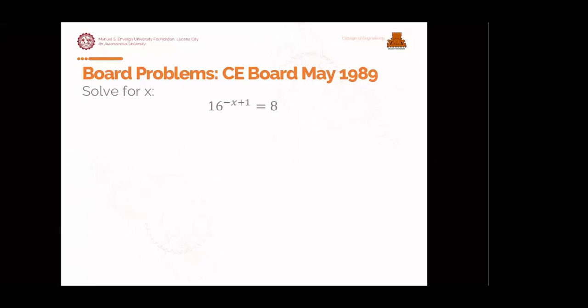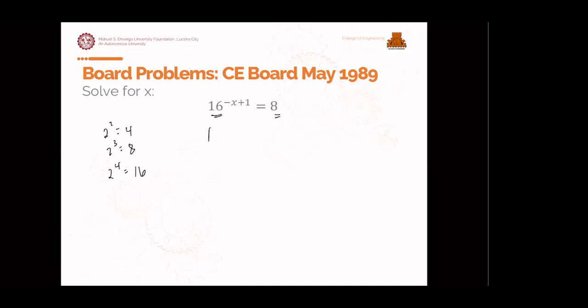Natin, di ba, 2 squared ay 4. Pag ginawa natin 2 cube, siya ay 8. Pag 2 raised to 4, siya ay 16. So, ibig sabihin, si 16, pwede natin i-represent as 2 raised to 4. And si 8, pwede natin represent as 2 raised to 3. So, again, the goal is to represent both sides of the equation by the same base.